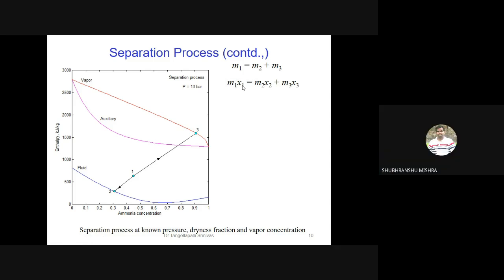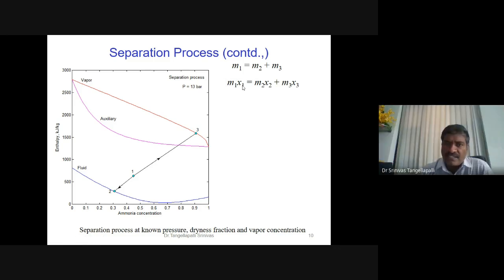Yes. M into X is the total quantity of ammonia. Similarly, at state 2, the total ammonia is M2X2. At state 3, that's vapor, the total quantity of ammonia is M3X3. So the quantity before separation and the quantity after separation are equal, as per the mass balance.